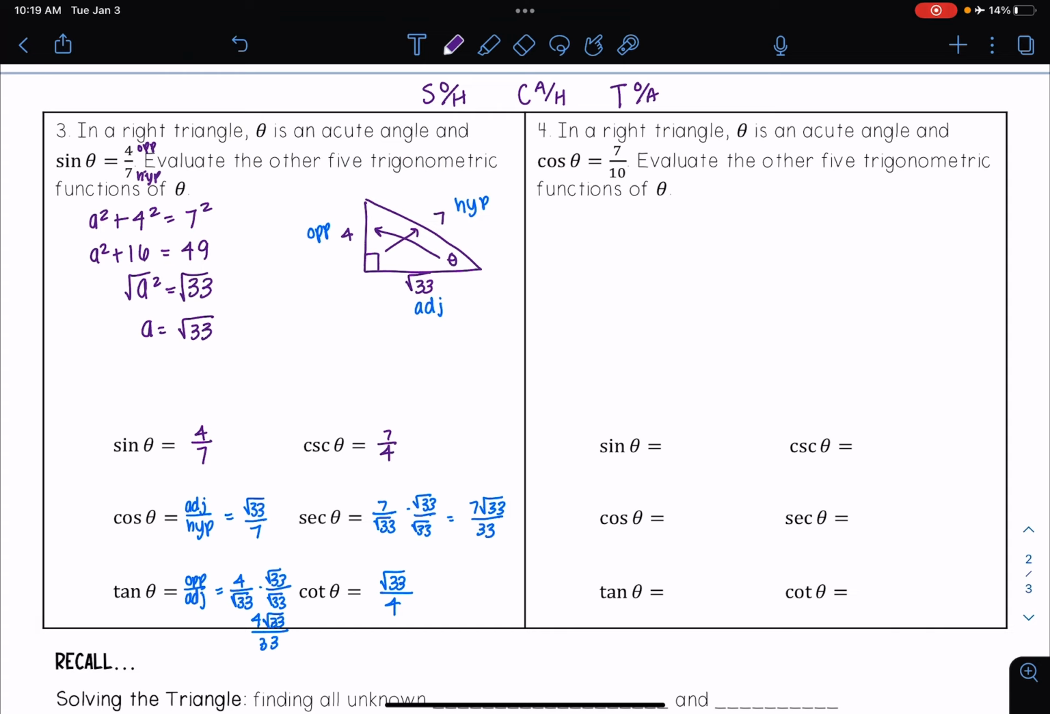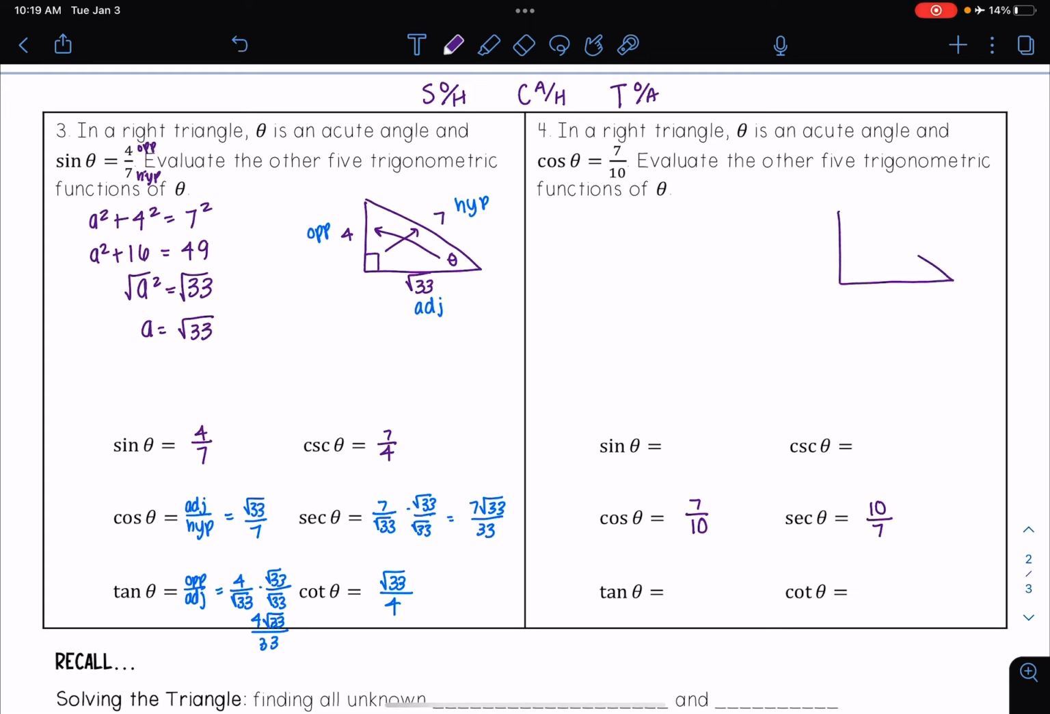Okay, let's look at one more. In the right triangle, theta is an acute angle and cosine of theta is equal to 7/10. Evaluate the other 5 trigonometric functions of theta. So I have cosine of theta is 7/10. I automatically know that secant of theta is going to be 10/7 because secant of theta is the reciprocal of cosine of theta.